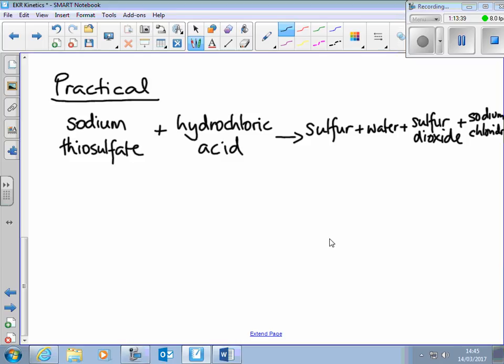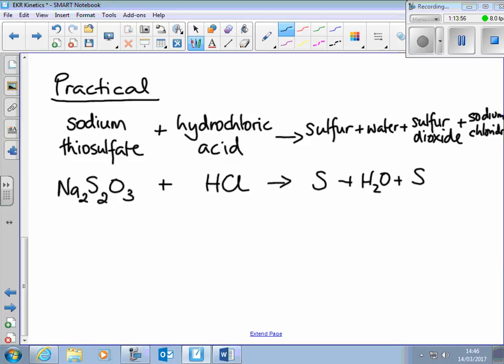Sodium thiosulfate is Na2S2O3, I think. Hydrochloric acid is HCl. The sulfur, water, sulfur dioxide, and sodium chloride, they're relatively straightforward.